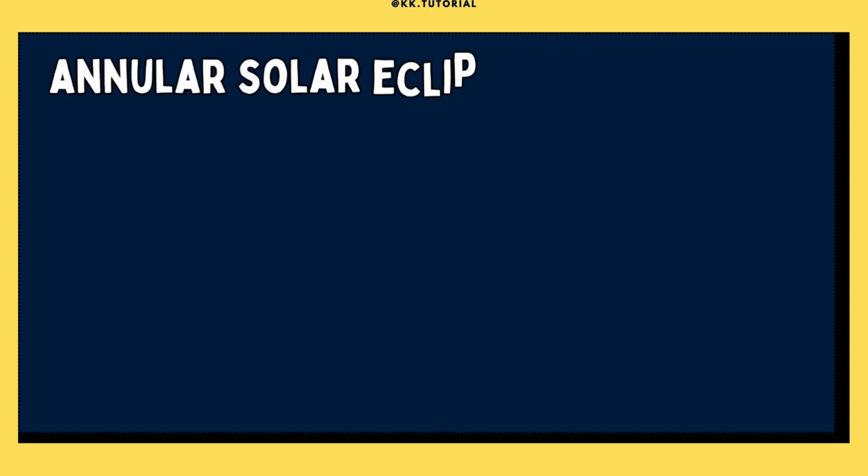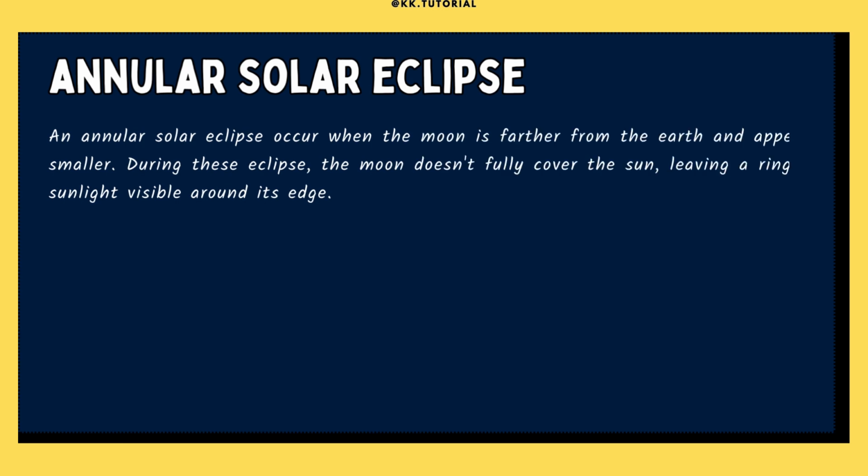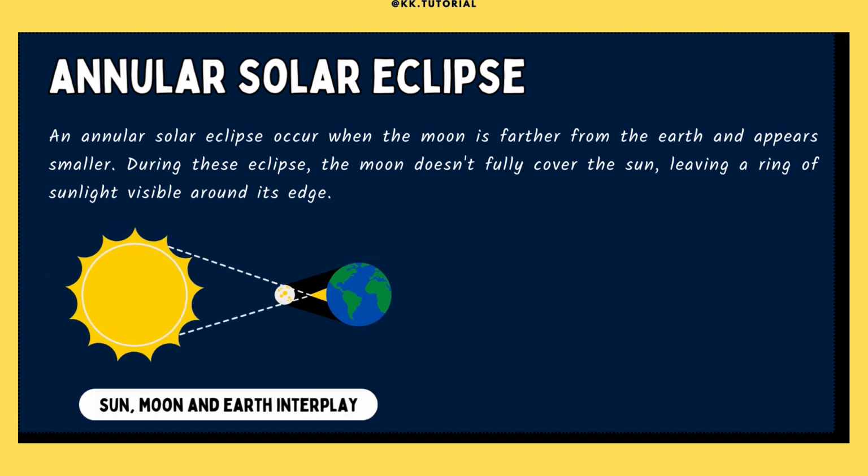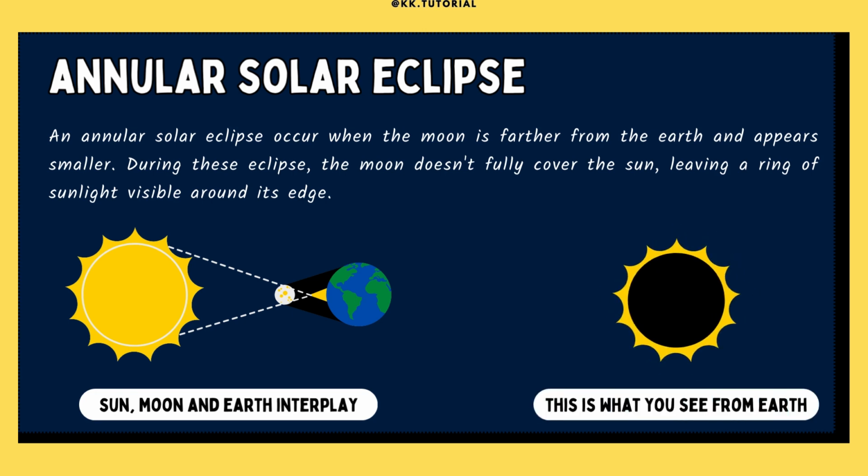Now the last solar eclipse is the annular solar eclipse. An annular solar eclipse occurs when the moon is farther from the earth and appears smaller. During these eclipses, the moon doesn't fully cover the sun, leaving a ring of sunlight visible around its edge. This is what you see from earth.